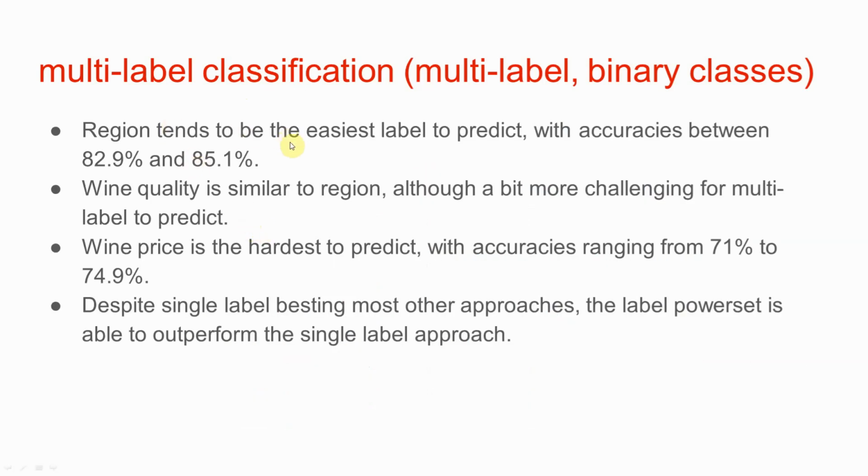So region tends to be the easiest label to do the prediction. It has a higher accuracy compared with others. Wine quality is similar to region, although a bit more challenging for the multi-label prediction. Wine price, of course, is the hardest one. We have discussed this before.